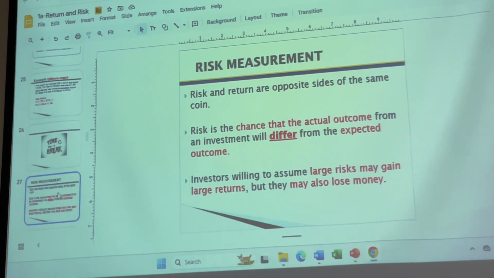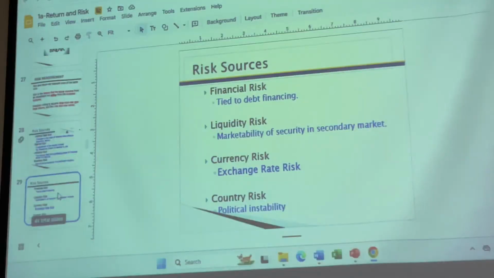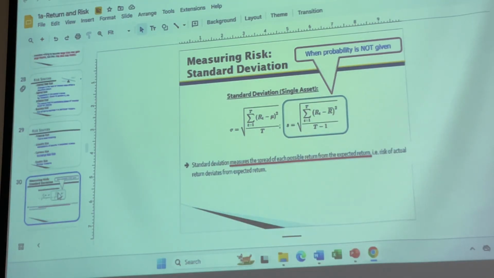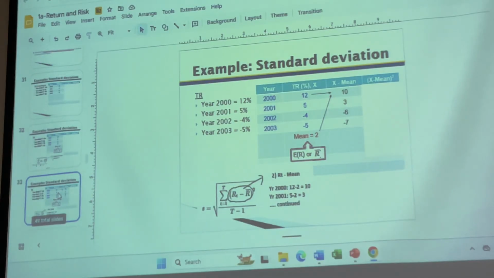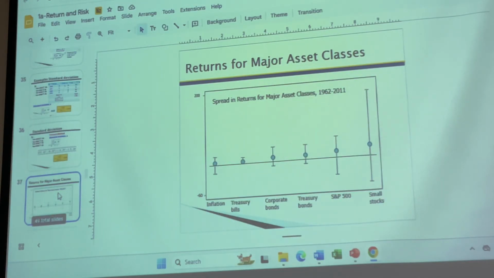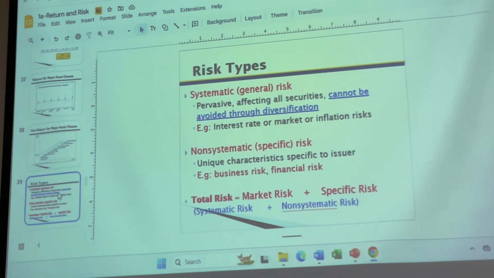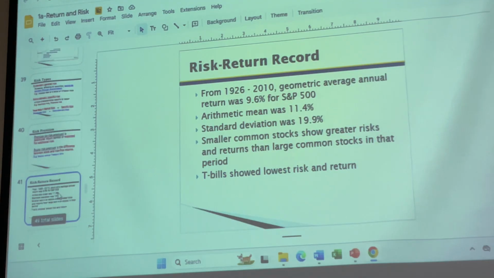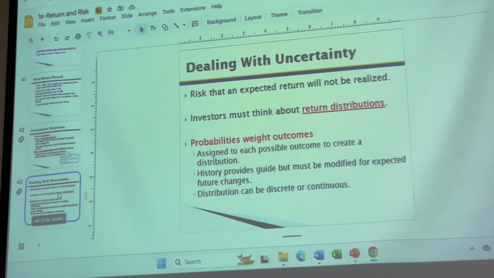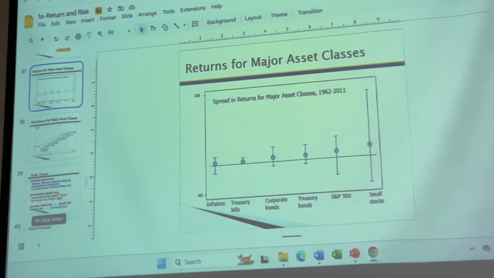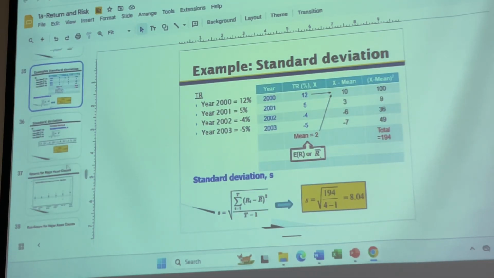Risk is important, the theory is important. So risk here, you go through. Calculation can skip. Standard deviation, all this can skip. This one theory is important. Theory you go through, calculation you can skip. So you're pandai.